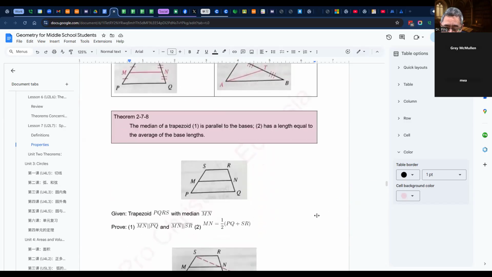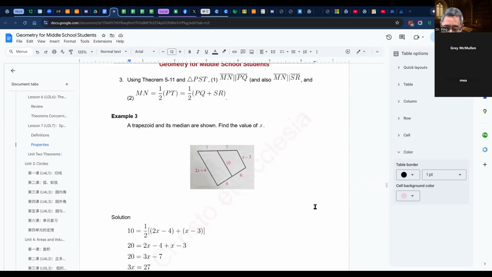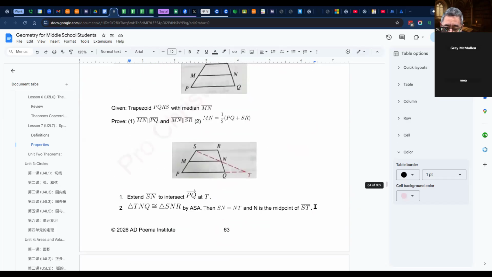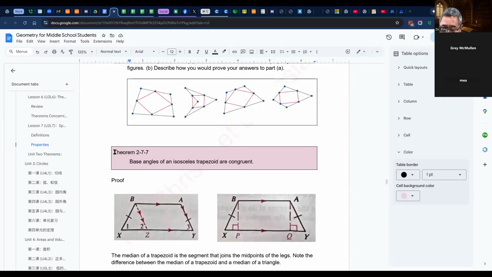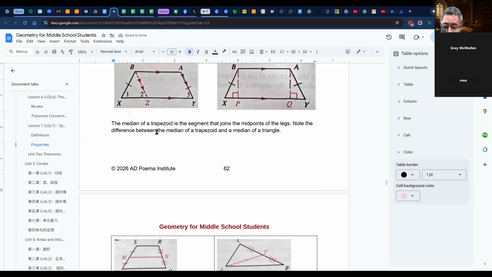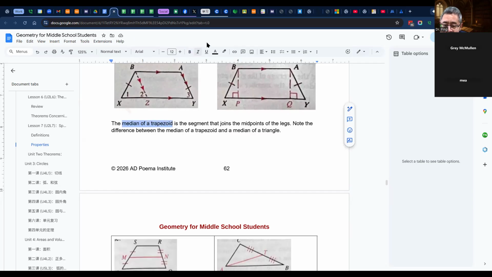So now we're going to learn a very important theorem from that. This theorem is about what we call the median of a trapezoid. So what do we mean by that? That's the first thing we need to know. The median of a trapezoid is a line segment that joins the middle points of the legs.